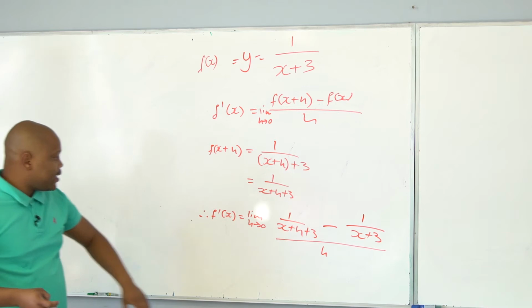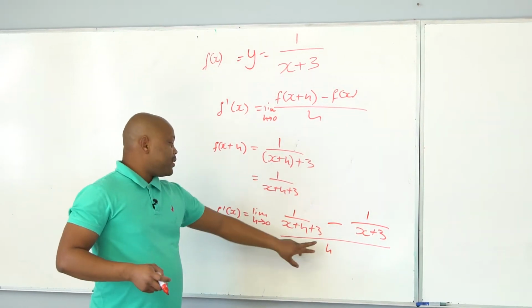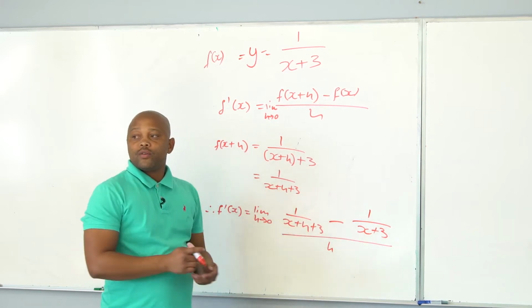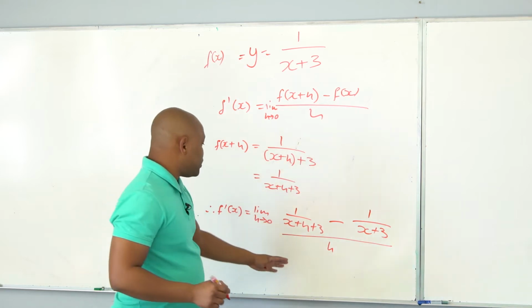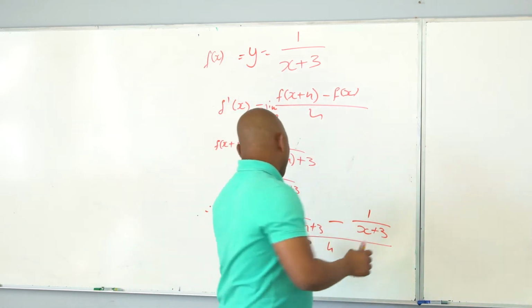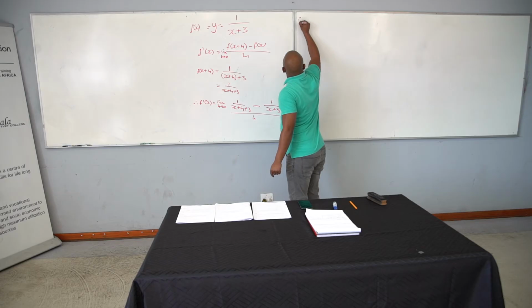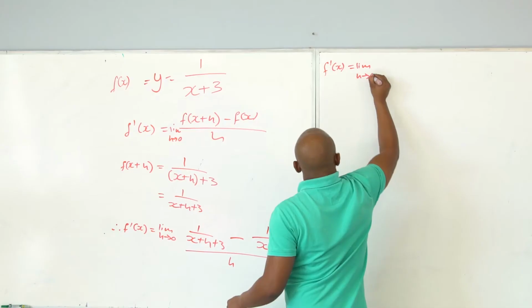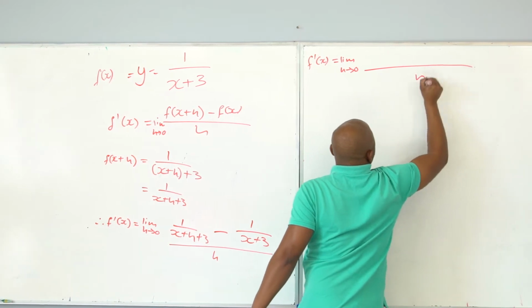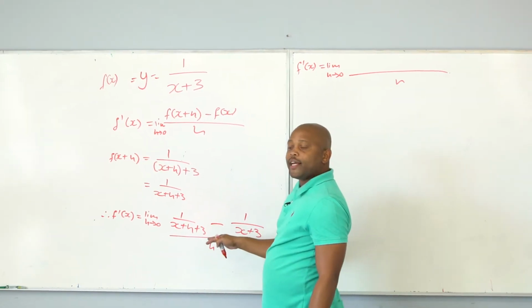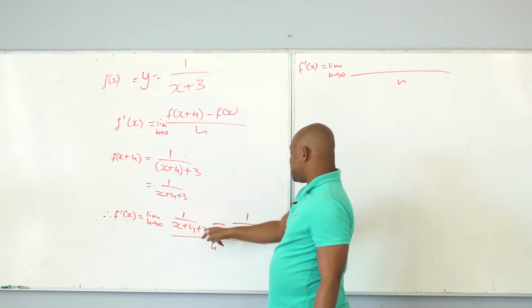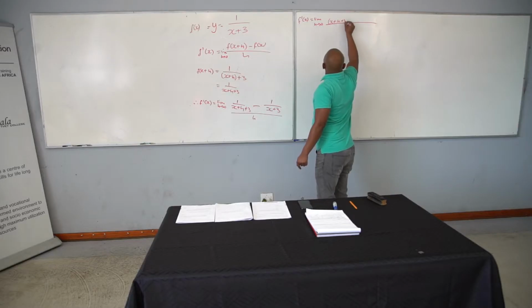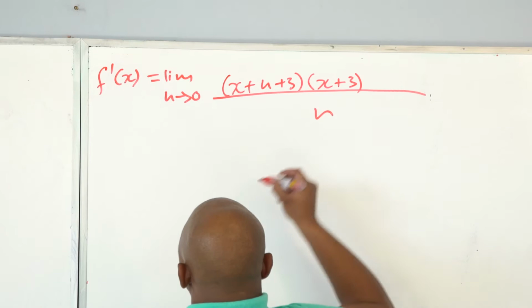So either I can divide each and every term by h, but there's no way I can multiply with the h without making this one term. So for me to do that, I need to look for the LCM. So I'm going to look for the LCM at the top. So f prime x equals the limit as h approaches 0, and everything, remember, is divided by h. So here at the top, I'm going to look for the LCM. The LCM will be x plus h plus 3 multiplied by x plus 3.